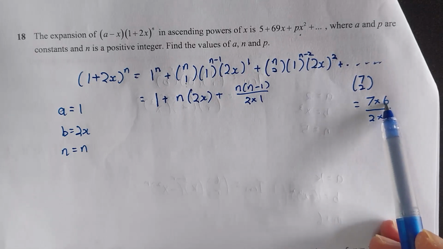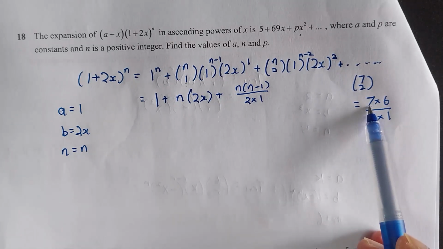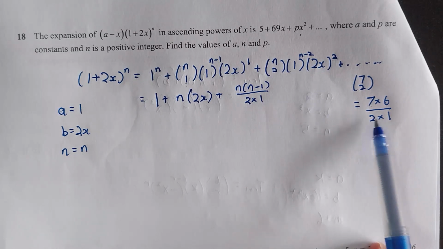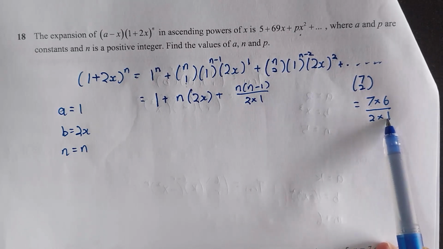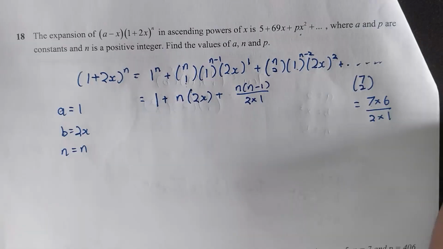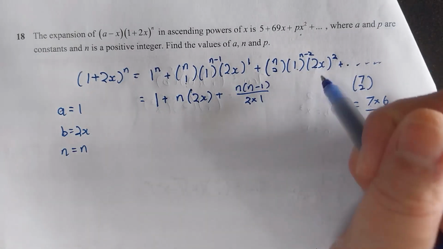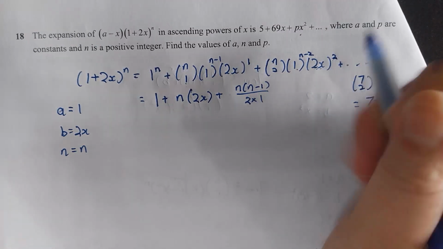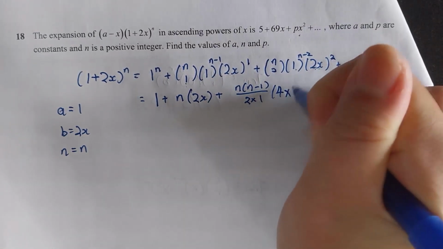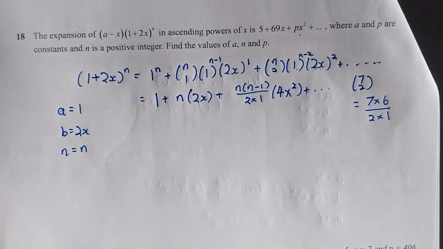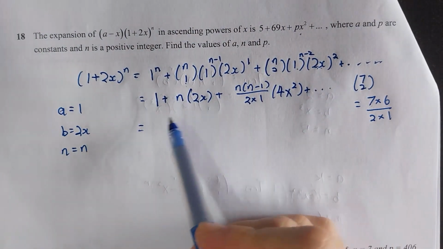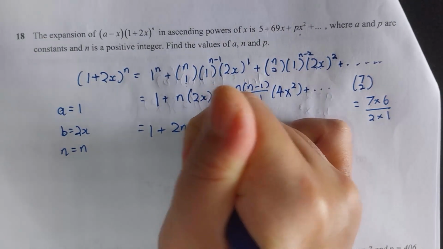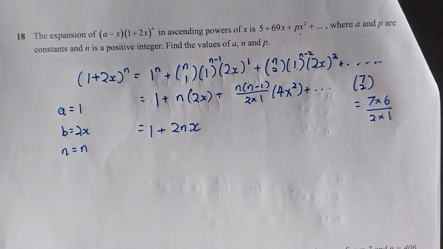So 1 time, 2 times. So we start from 7 at the numerator. We start at 2 at the denominator. We also do it twice. 1 time, 2 times. Here 1 power n minus 2 is simply 1. So we can ignore that. And here we will have 4x squared. Simplifying this one last time, we will have 1 plus 2nx. Okay, the x term will always be the last.